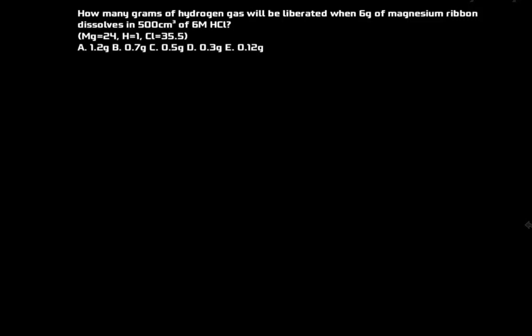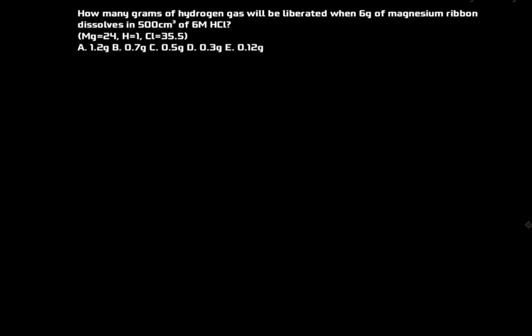How many grams of hydrogen gas will be liberated when 6 grams of magnesium ribbon dissolve in 500 cm³ of 6 molar concentrated HCl? We're given the atomic mass of magnesium to be 24, that of hydrogen 1, and that of chlorine 35.5. Now, to solve this, there are 4 steps you need to know.